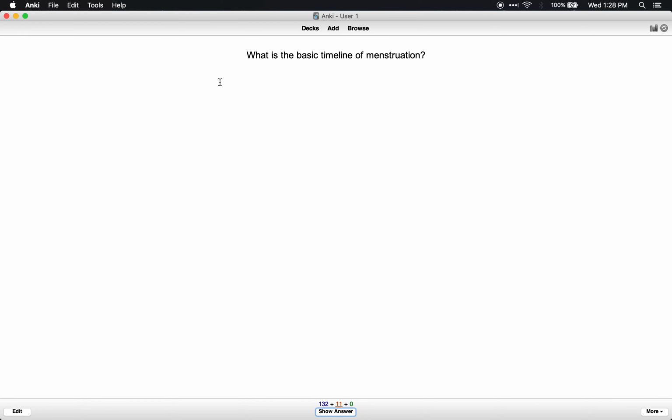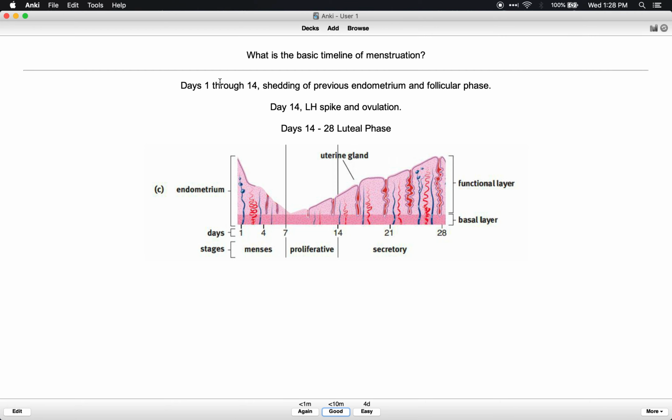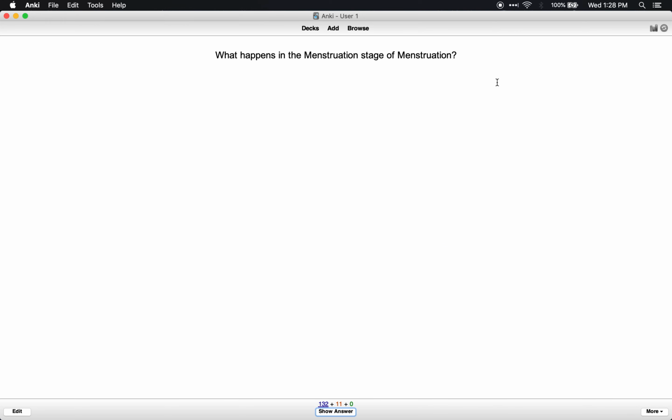What is the basic timeline of menstruation? Day 0 to 14 is when the previous endometrium lining disintegrates and the follicular phase ends. Day 14 is when you have an LH spike, and after the LH spike, day 14 to 28 is the luteal phase. LH spike and ovulation on day 14. Follicular phase, day 1 to 14.